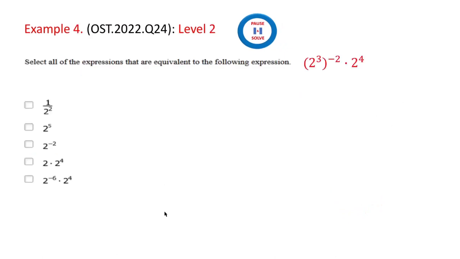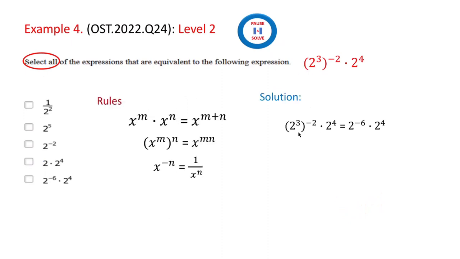Example 4 is level 2. Why is this level 2? Look at this, select all. This is very important. When you see select all, that means more than one answer here is correct. So select all of the expressions that are equivalent to the following expression. So this is the expression that we need to work on.